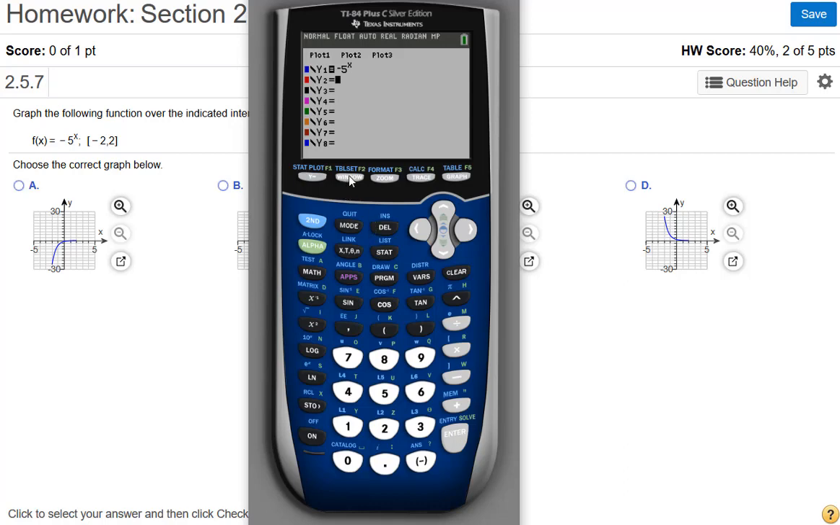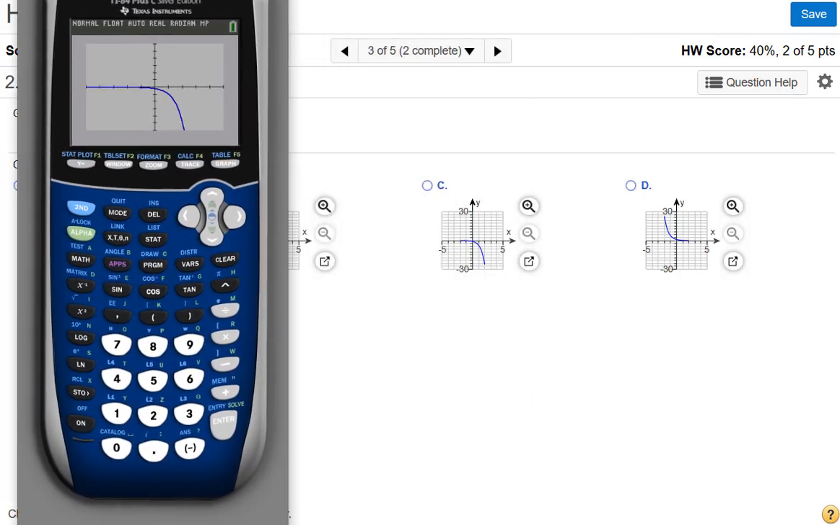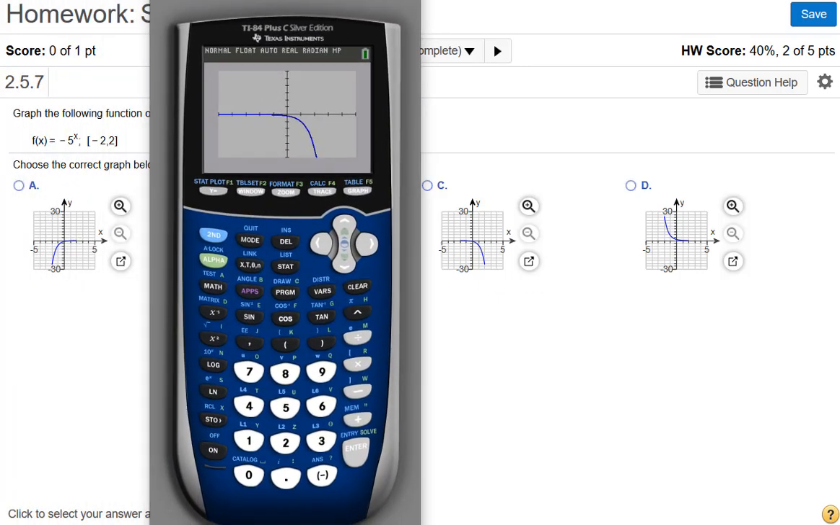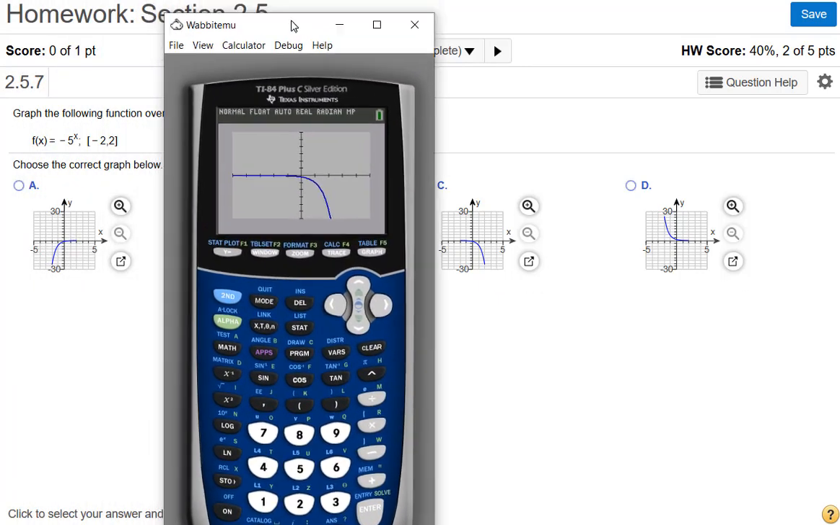Now we'll just change our window setting to match what these have. They have -5 to 5 on x, and they have -30 to 30 on y. So here's the graph, and again it's just a matter of comparing that to the graphs that we have. It's obviously not the A choice. It's going in the wrong direction. Not the B choice. However, it does match the C choice.